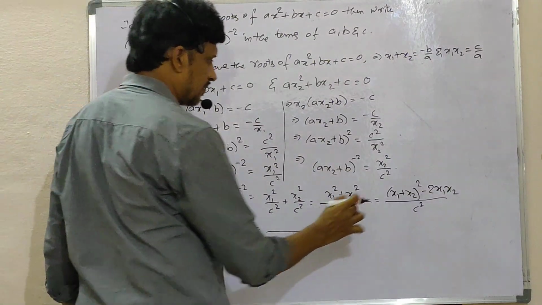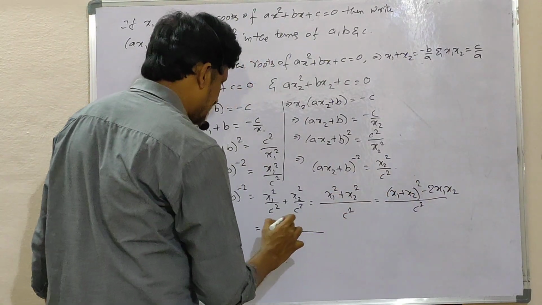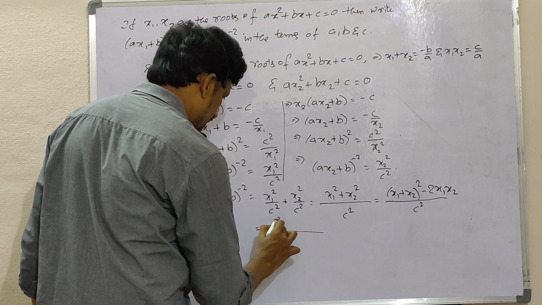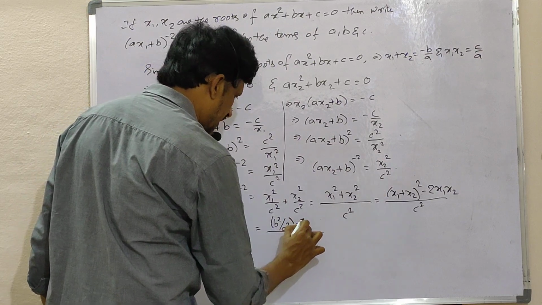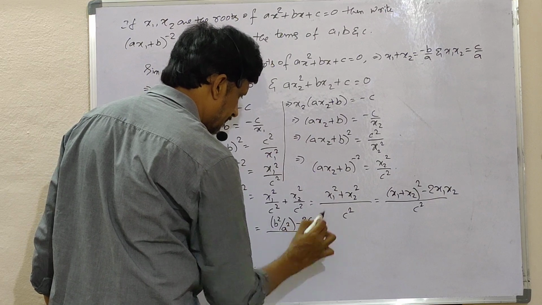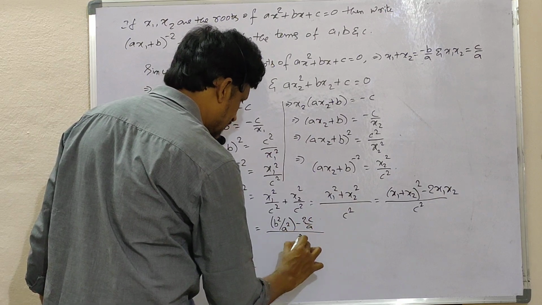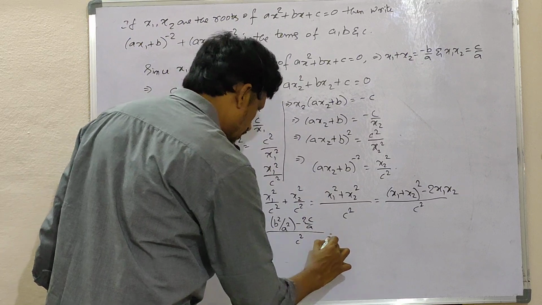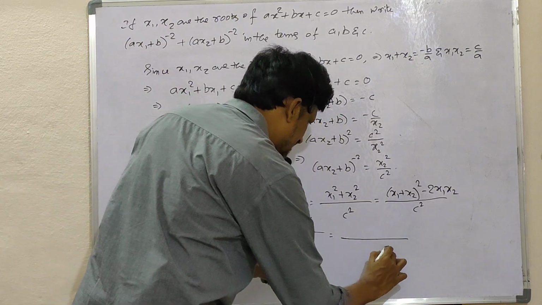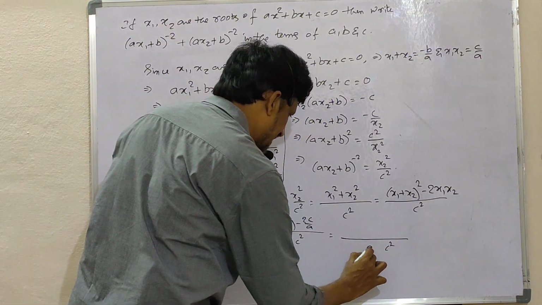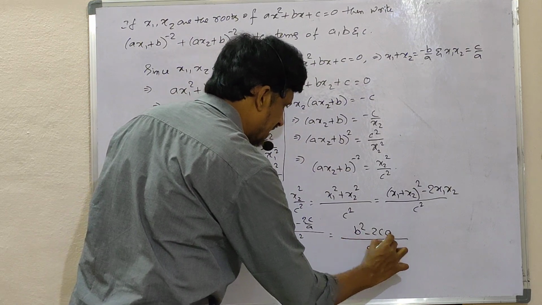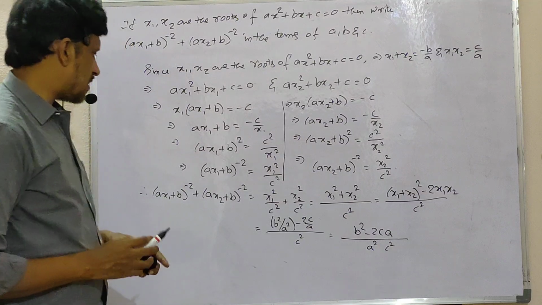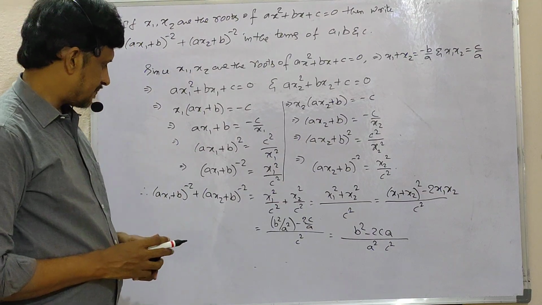Substitute those values here. x1 + x2, that is (-b/a)², will be b²/a², minus 2 into c/a. The denominator is c². So take the LCM a². This is c². This a² is the LCM here. This will be (b² − 2ca)/(a²c²). That is the required value of the given.